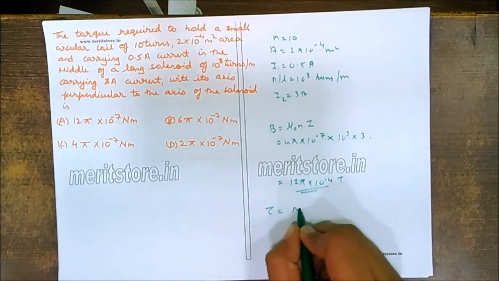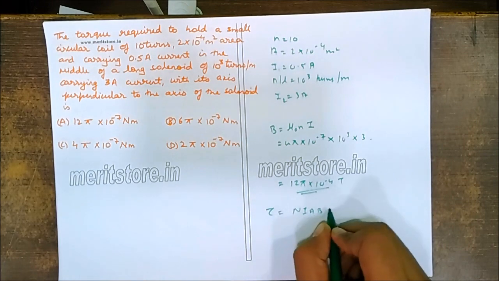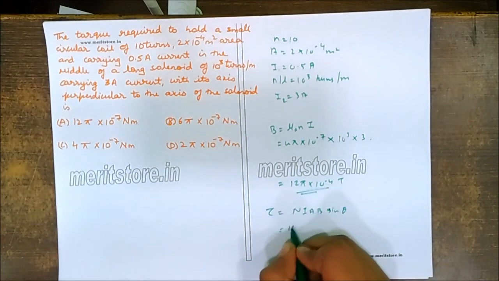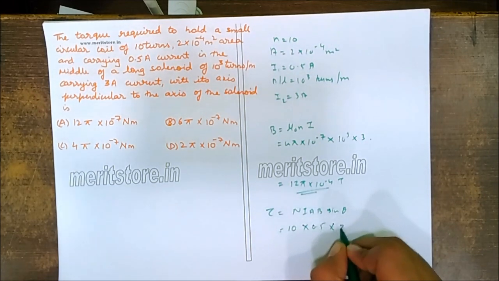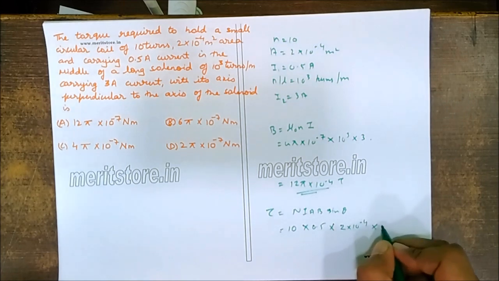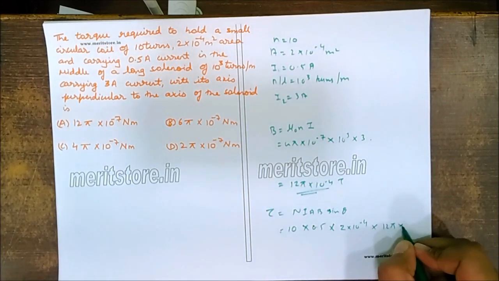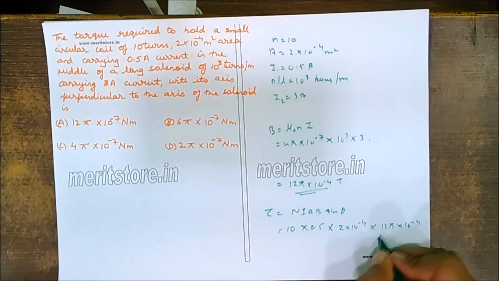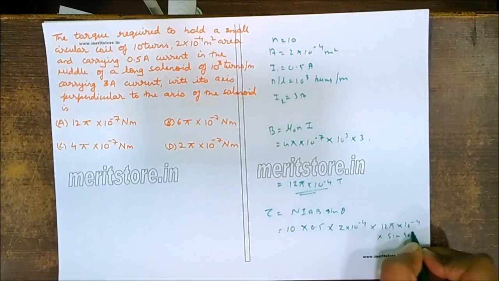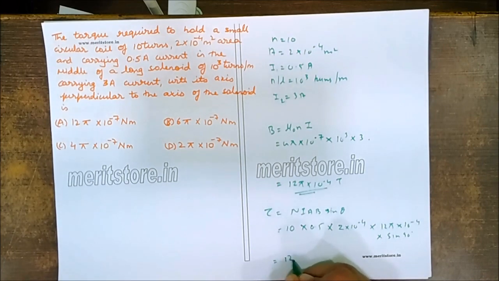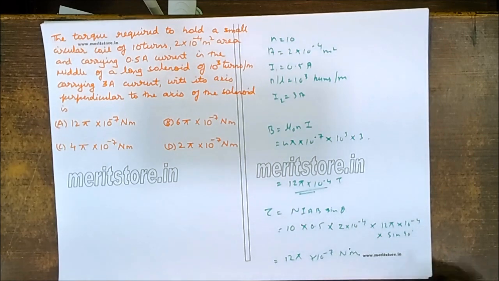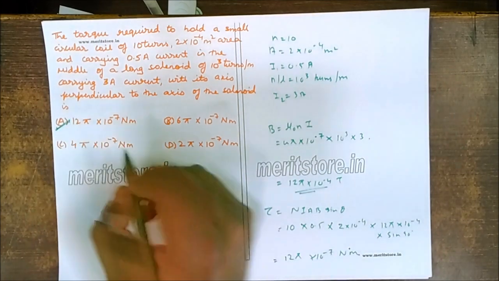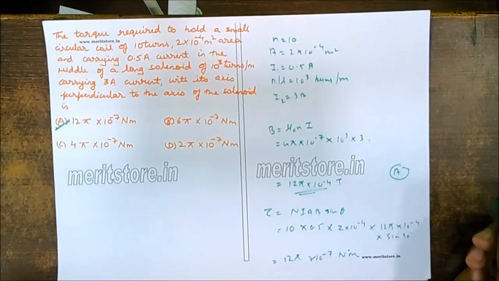Now torque is given as NIAB sine theta. So N is 10, I is 0.5, A is 2 into 10 raised to minus 4, B is 12 pi into 10 raised to minus 4, and sine 90. So this is 12 pi into 10 raised to minus 7 Newton meter, option A.